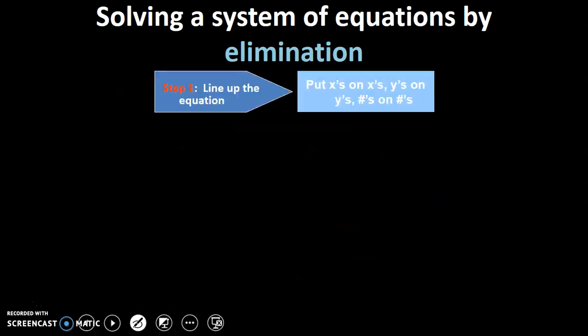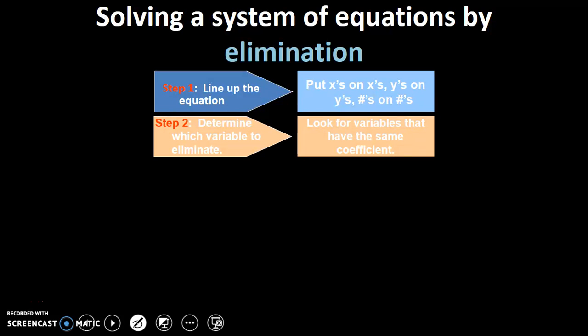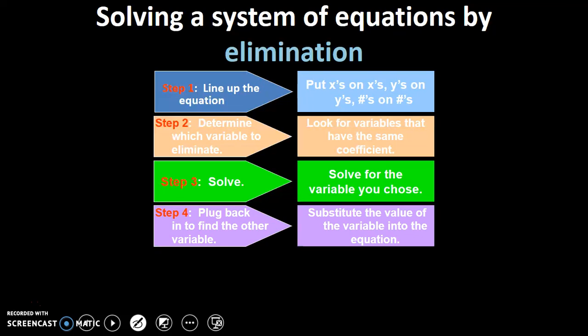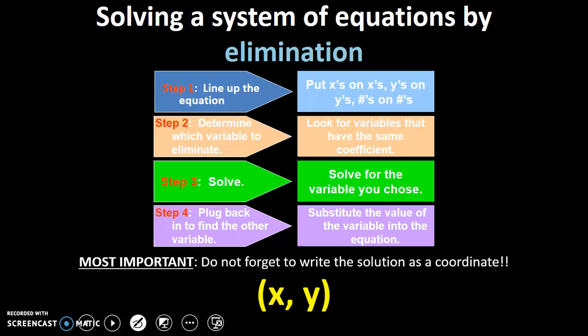Solving a system of equations by elimination. Step 1, we line up the equations, so put the x's above the x's and y's above the y's and numbers above numbers. Step 2, determine which variable to eliminate. Look for variables that have the same coefficient. Step 3, solve for the variable that you chose. And step 4, plug that number back in to find the other variable. Substitute the value of the variable into the equation. Most important, do not forget to write your answer as an ordered pair or a coordinate, x and then y, or write in alphabetical order.